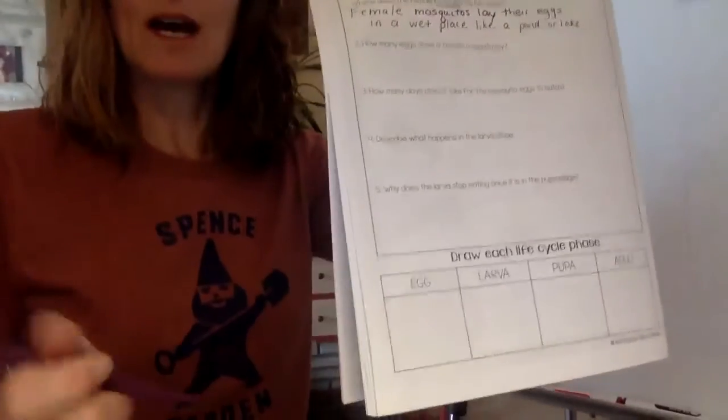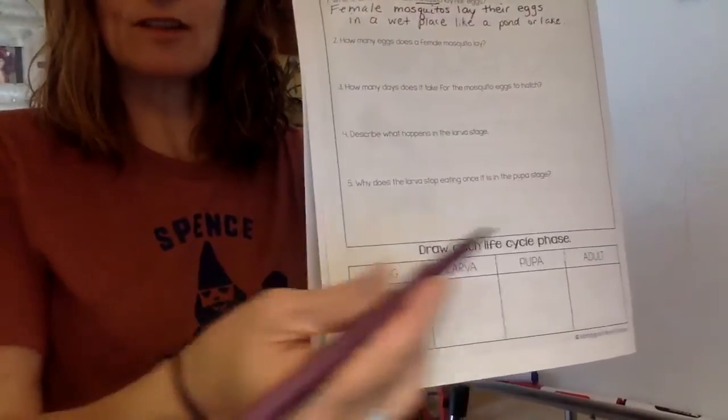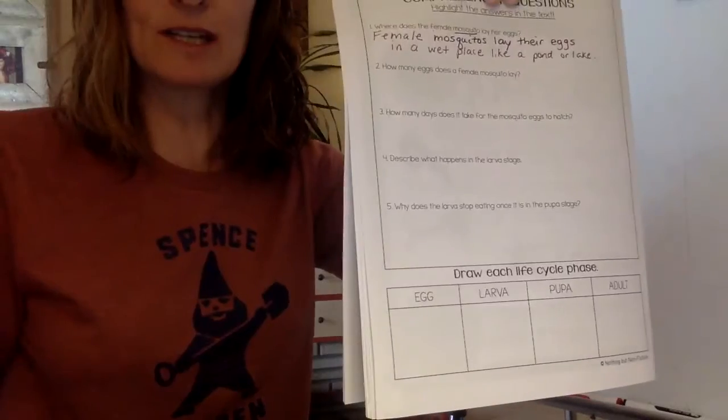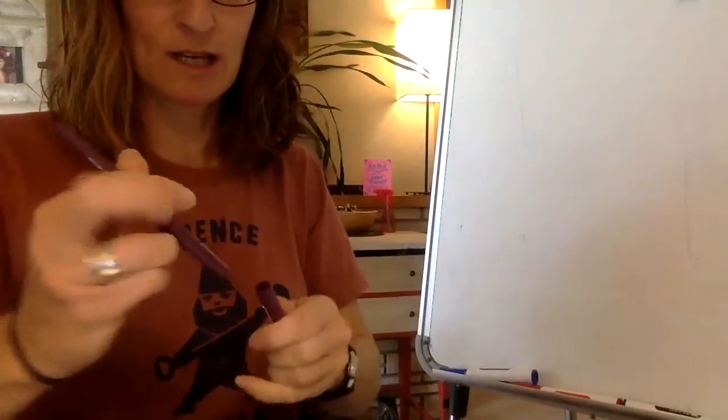Then down on the bottom, draw each life cycle phase. That's where you can go ahead and use some illustrations. You might need to go back and get a little bit of detail. So that is your job for Wednesday, boys and girls. Just once again, reviewing how authors use order and sequence.